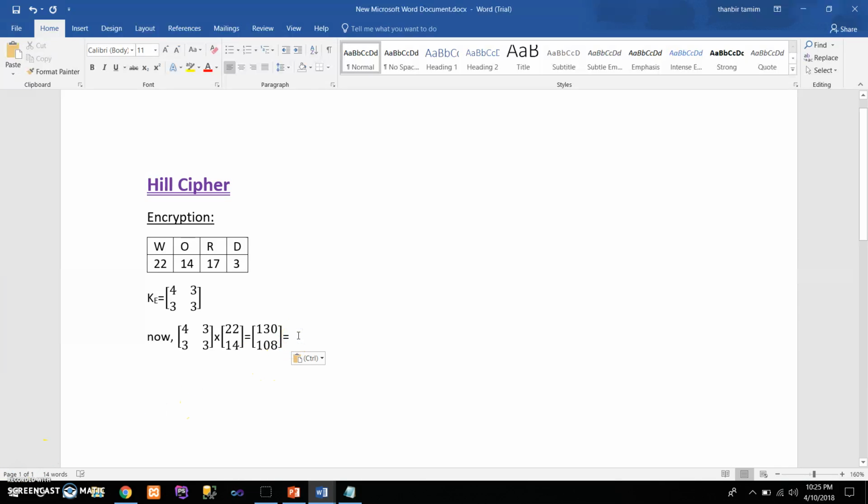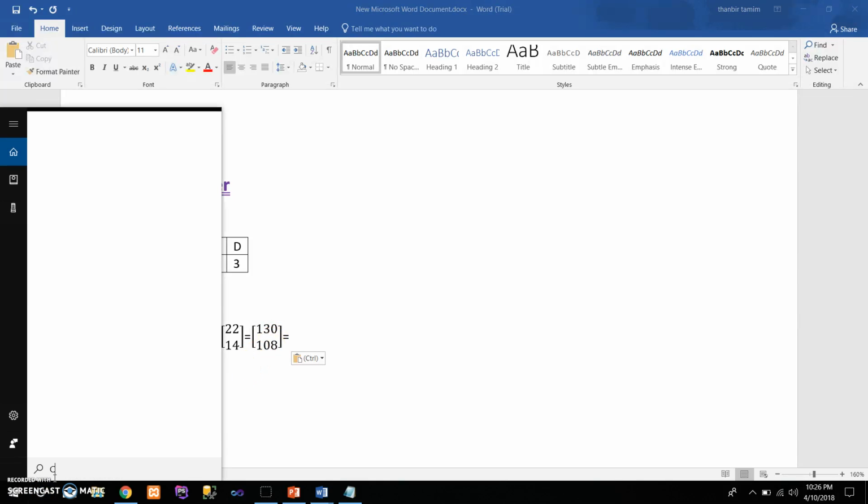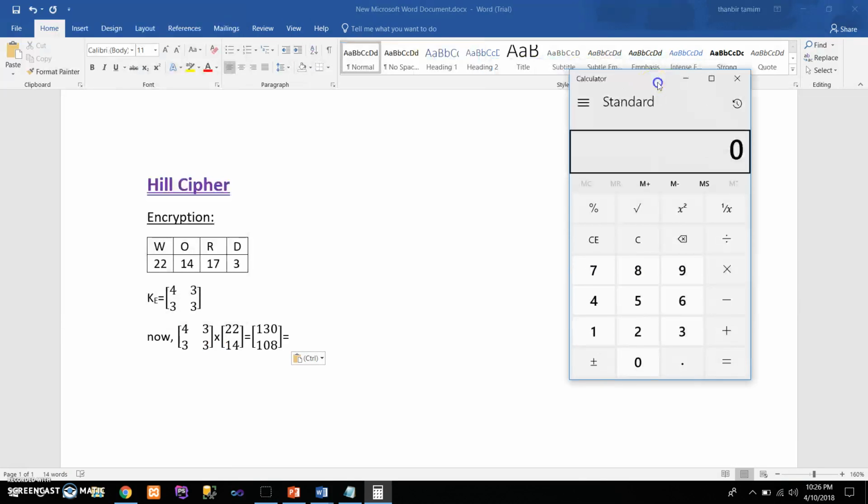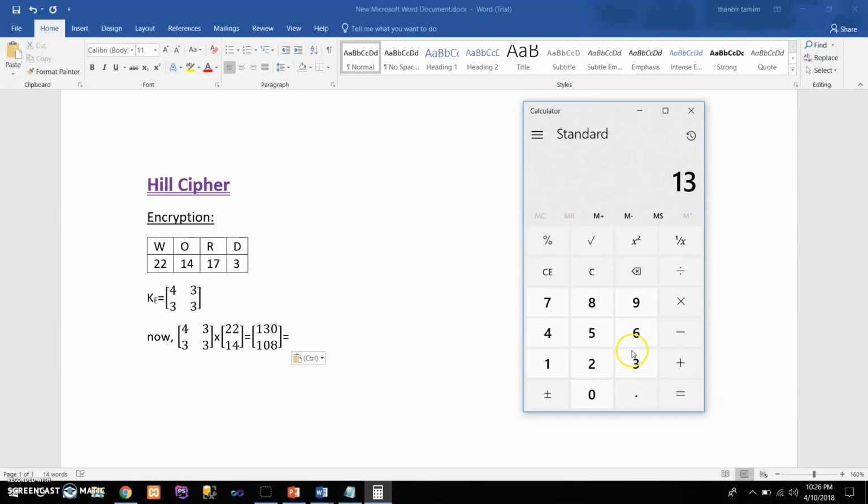But here I have a problem. This problem is that this value and this value are bigger than 26. So we can do the mod by using 26. So the mod process is, we will open our calculator here. This is our calculator, and write 130 divided by 26. So the answer is 5.